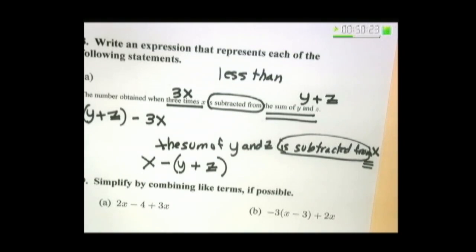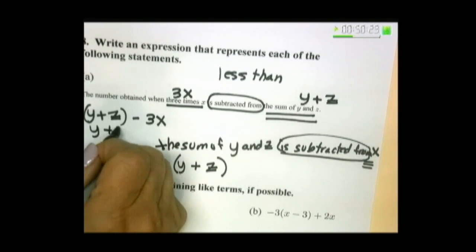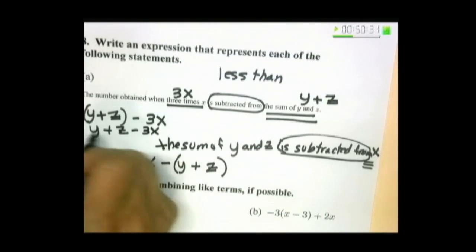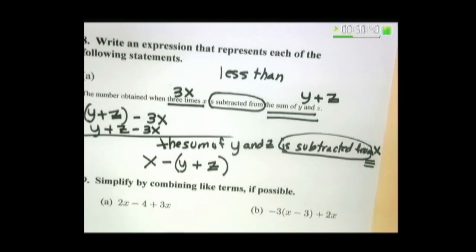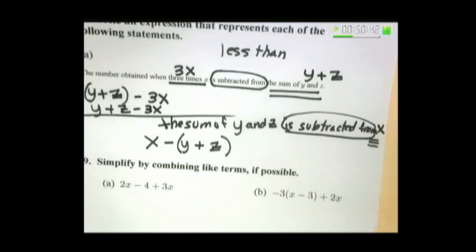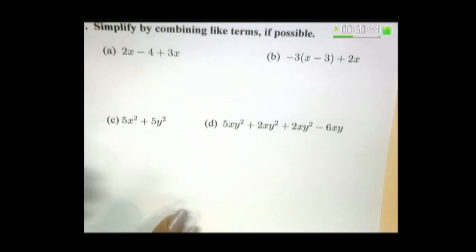So whenever you subtract more than one term, you have to have parentheses. So I really didn't need the parentheses here. It's okay to write this. But I absolutely have to have the parentheses here: x minus, open parenthesis, y plus z, close parenthesis. Okay? All right, simplify by combining like terms, if possible.